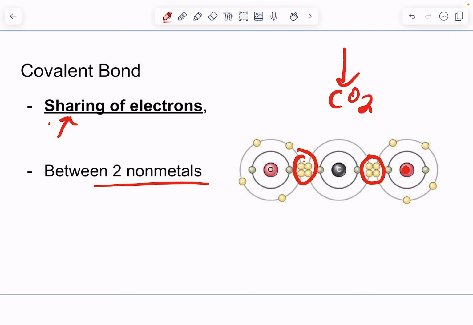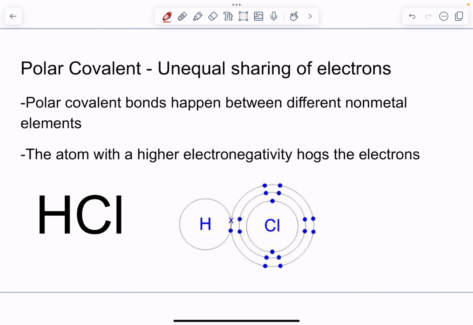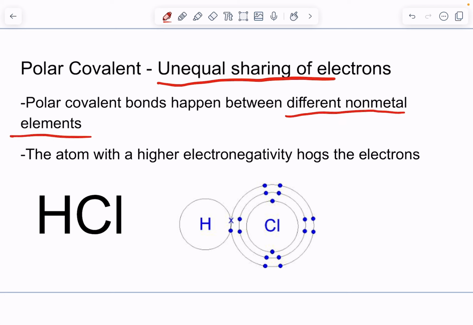This oxygen is sharing with this carbon, and they're sharing about 4 electrons. And this oxygen and this carbon are sharing about 4 electrons. So this is what covalent bonds are all about, and there are two different types. There's polar covalent, where it's unequal sharing of electrons, and then we'll talk about the other type later. Polar covalent bonds happen because there are different nonmetal atoms, and one of them is going to have a higher electronegativity. Remember, electronegativity means that they are attracting other electrons outside the atom.